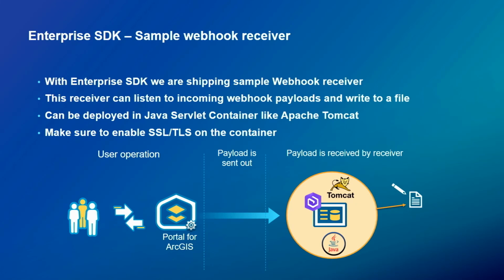So for a developer community like you guys, this new capability will allow you to extend the ArcGIS Enterprise portal in new creative ways. With Enterprise SDK 10.7, we are shipping a sample webhook receiver application, and this receiver can receive incoming webhook payloads and simply write to a file, and can be deployed into a Java servlet container like Apache Tomcat. You need to make sure you enable SSL because we only support HTTPS traffic.